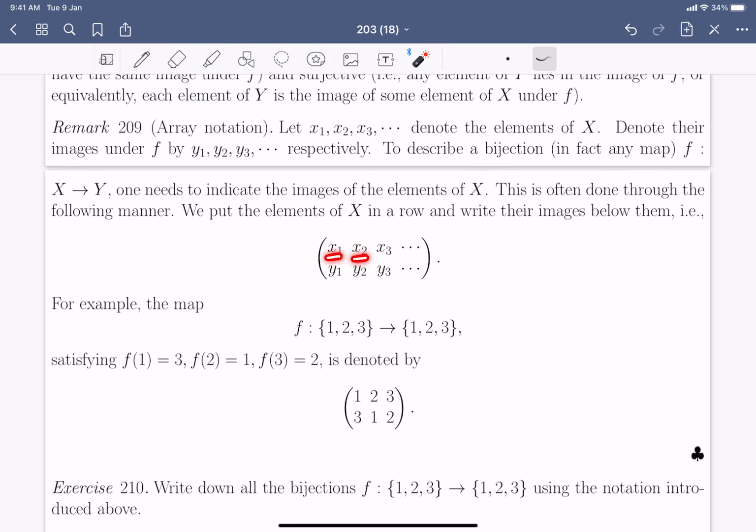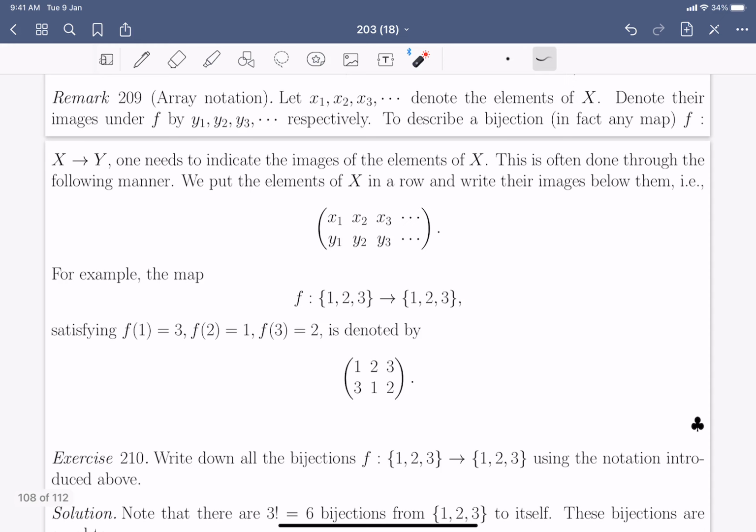So we'll write the elements of x in the very first row, and then right below x1, x2 and x3 we will write the images under this function f. For instance, just to have an example, suppose we have a function f from 1 to 3 to 1 to 3. We'll have a bijection only because we're going to deal with bijections, so we'll not deal with something more general. So suppose f of 1 is equal to 3 and f of 2 is equal to 1 and f of 3 is equal to 2.